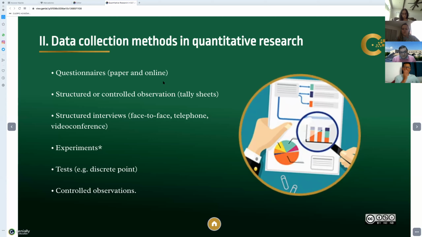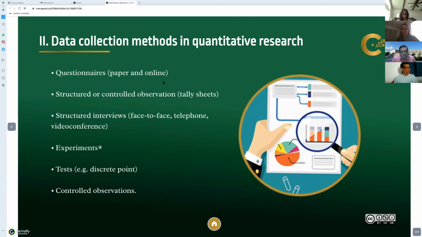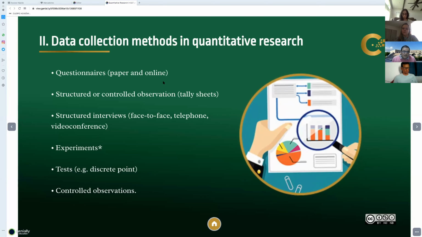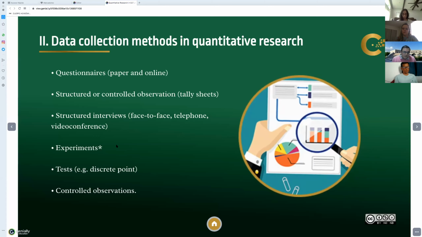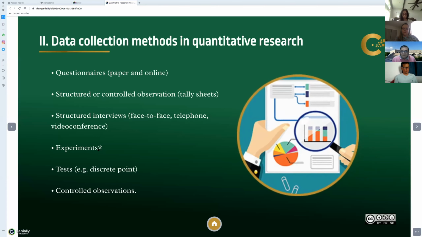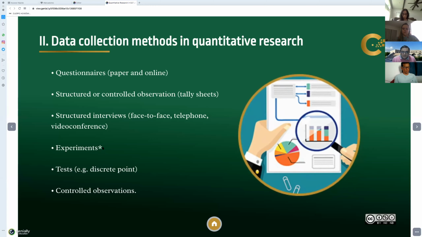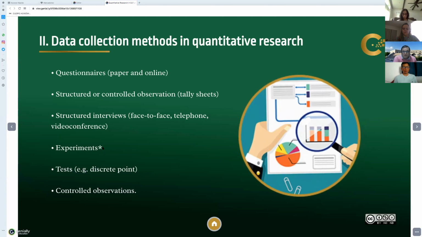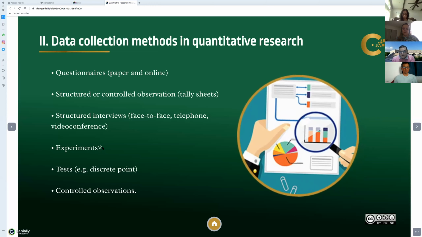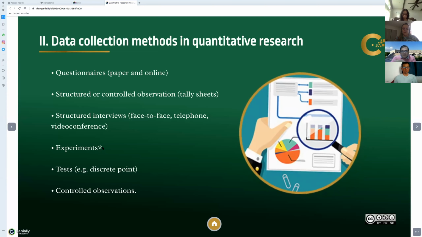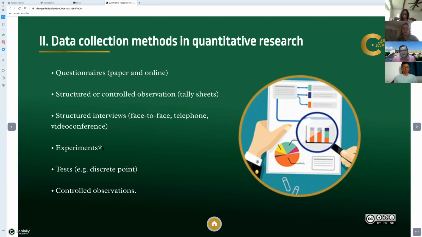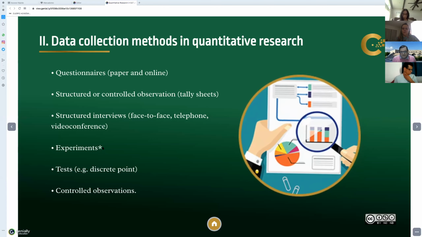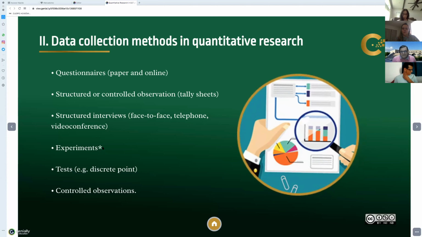Interviews can be done by telephone as well. And nowadays, with this situation, by video conference. And other data collection methods are integrated into experiments. In experiments, normally we compare means, averages, between one group and another, or within the same group before and after a certain treatment. We can do that, and that counts as quantitative research as well, even though it is a separate design.